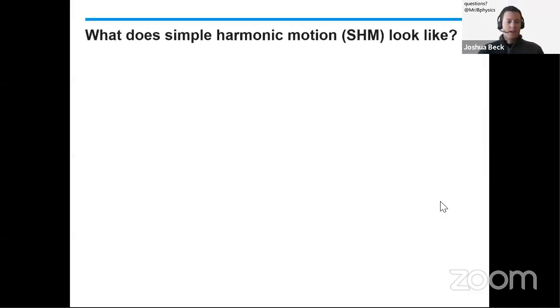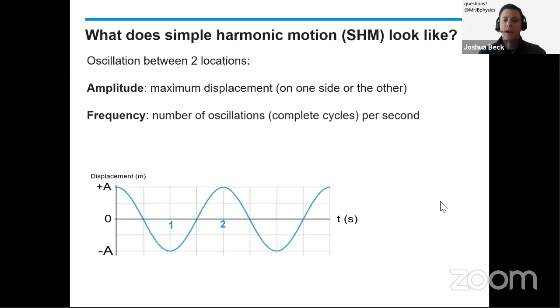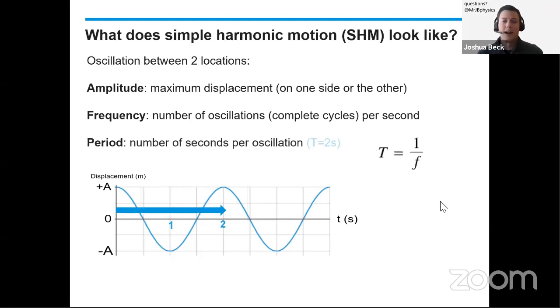Okay, so to begin, what does simple harmonic motion look like? We'll use some similar terms that might show up when talking about waves, but simple harmonic motion is not a wave. It's an actual object that's moving between two locations. It's an oscillation, so it cycles through and repeats this motion. So it has some of the same terminologies as a wave. It'll have an amplitude, a maximum displacement on one side or the other. It'll have a frequency, which is the number of oscillations per second. It'll have a period, the time for each individual oscillation.